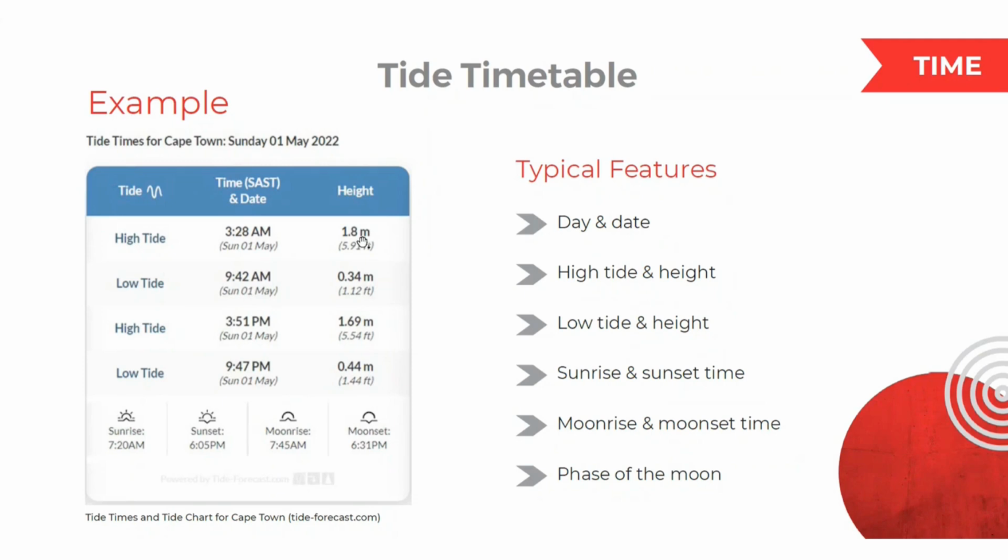High tide, the highest height. Low tide, the lowest height. Because it has to do with the attraction of the sun and the moon, you can see that they've given us sunrise and moonrise. And often on these, although it's not shown here, they'll show you the phases of the moon.